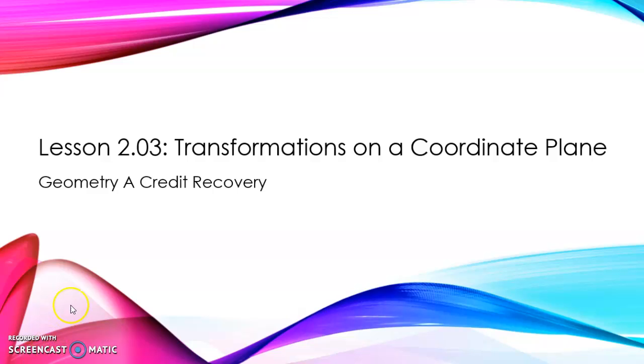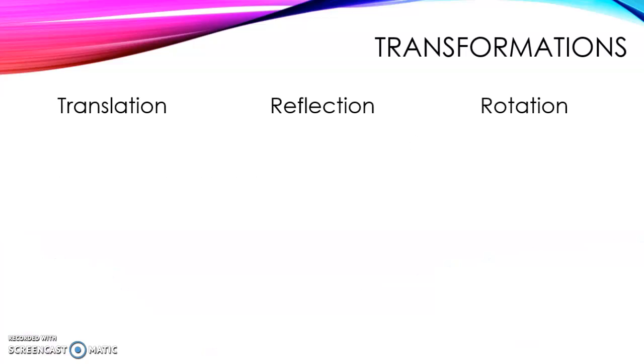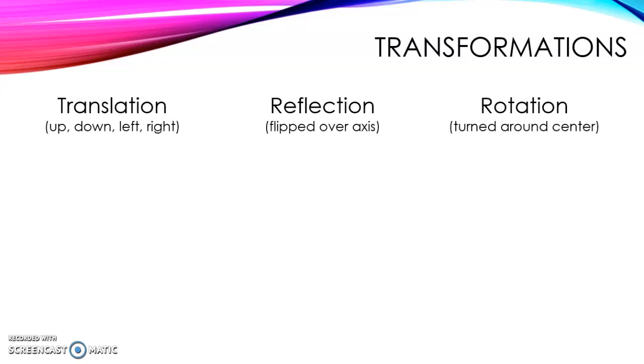Hey everyone, today we're going to be talking about transformations on a coordinate plane. So just to recap, there were three types of transformations that we've talked about in this class: translations, reflections, and rotations. Translations are when you're moving up, down, left, or right. Reflections are flipping over some sort of axis, and rotations are turned around some sort of center point.